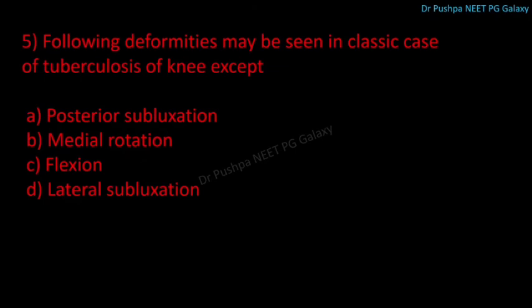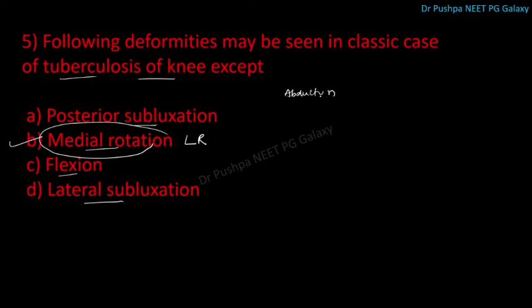So the next question is, the following deformities may be seen in a classic case of tuberculosis of knee except: posterior subluxation, medial rotation, flexion, lateral subluxation. The correct answer is medial rotation. This medial rotation is not seen. We can see lateral rotation, so there will be abduction of the tibia in tuberculosis of knee. These are due to spasm and contracture of the hamstrings muscle.